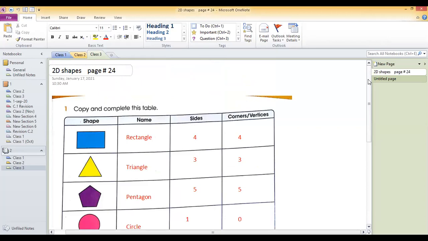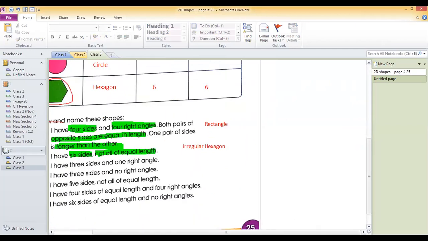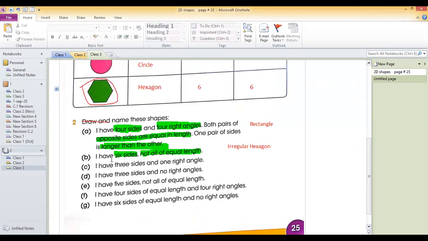What we did yesterday, we completed the 2D shapes in the notebook, and we also completed question number 1 of page number 25, 2D shapes. And we were on question number 2C. We completed A and B.